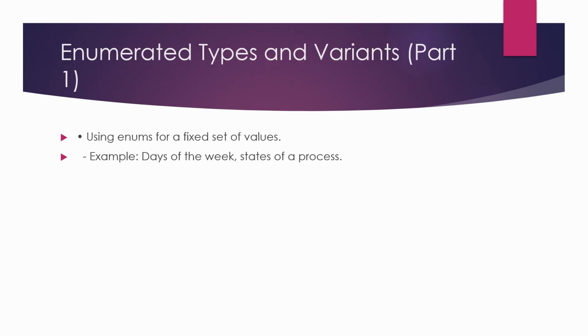Enumerated types allow us to define a variable that can hold a specific set of values. For example, the days of the week or the states of a process. Enums provide better readability and prevent invalid values from being assigned.